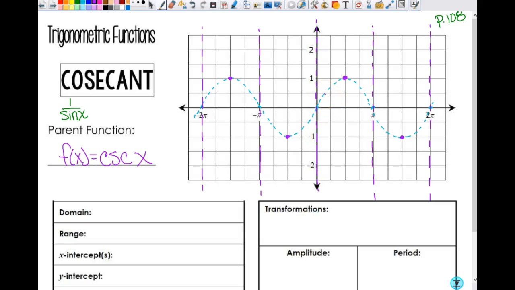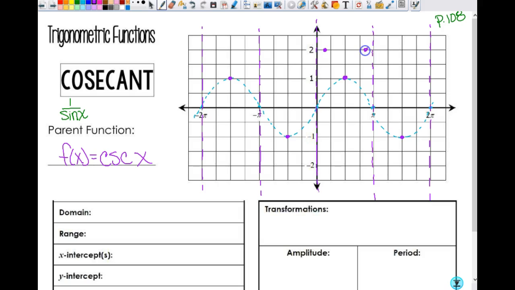What is the reciprocal of 1/2? 2. So for cosecant, when you're at pi/6, you're actually up here at 2. Okay? Then when you are at 5pi/6, it's also 1/2, right? So 5pi/6, somewhere right about here, you'd be at 1/2, but that now becomes 2.